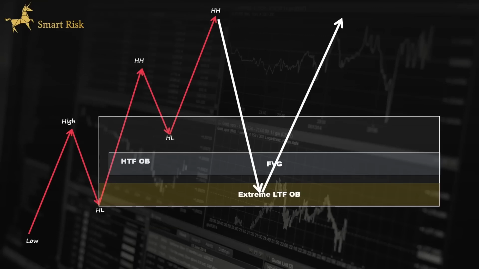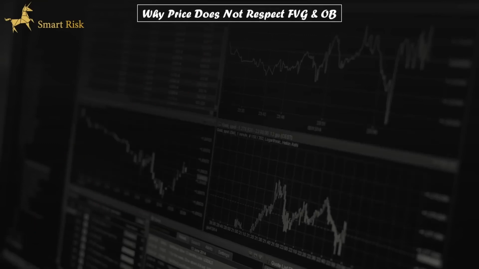Now, we have already discussed the scenarios that we might encounter in the market where the price respects order blocks, fair value gaps, or both. However, in the market, we might encounter another scenario where the price does not respect any of the order blocks and fair value gaps. Let's delve into this specific scenario and see what the main reason behind it is.